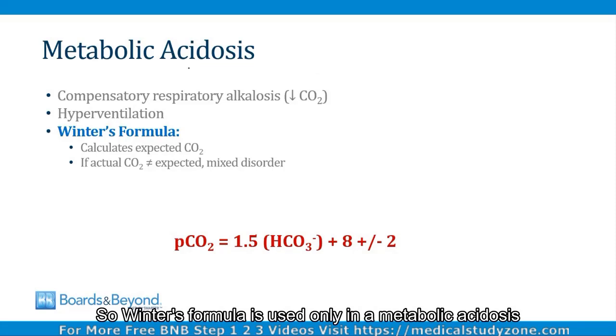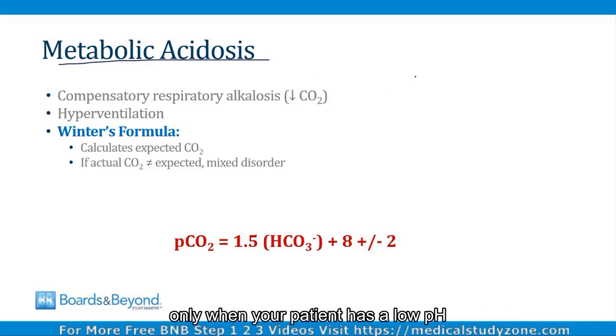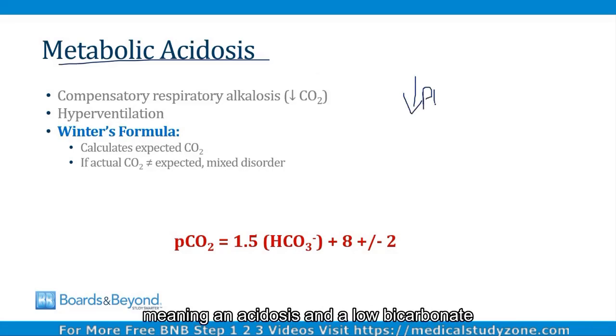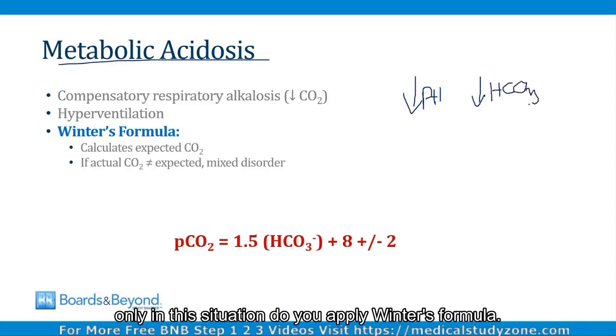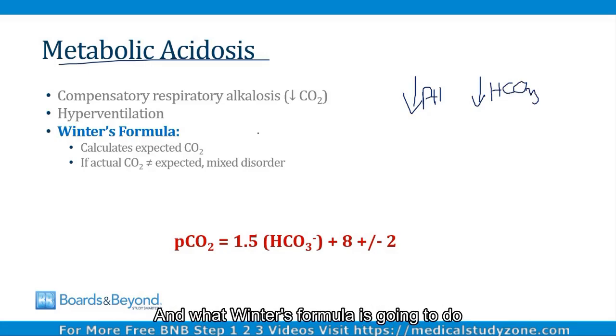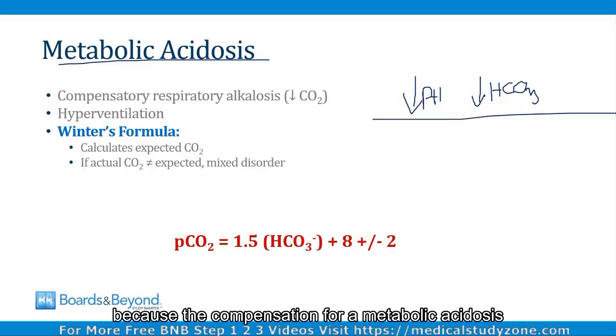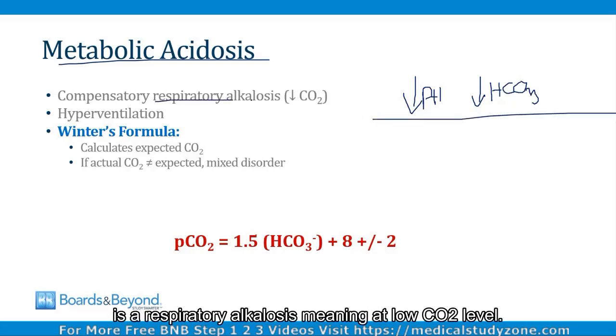So Winter's formula is used only in a metabolic acidosis. Always remember that. Only when your patient has a low pH, meaning an acidosis, and a low bicarbonate, meaning a metabolic acidosis, only in this situation do you apply Winter's formula. And what Winter's formula is going to do is tell you what the CO2 level should be, because the compensation for a metabolic acidosis is a respiratory alkalosis, meaning a low CO2 level.